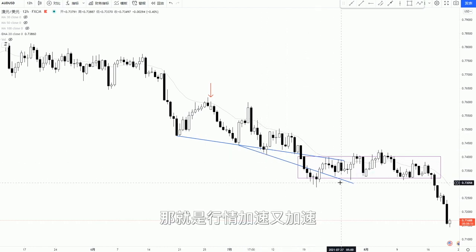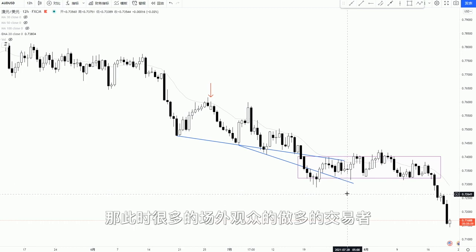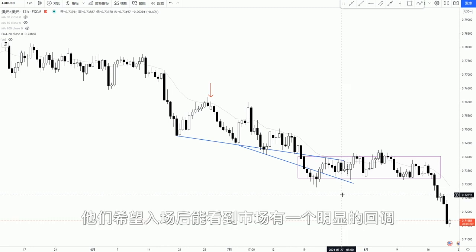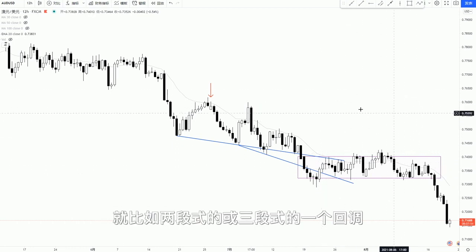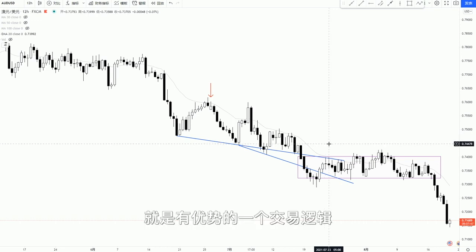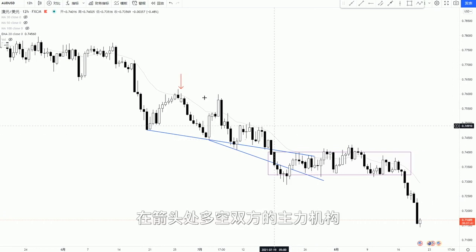And that's when a lot of people on the sidelines, long traders, actively participate in the market. They want to come in and see a significant pullback, like a two-step pullback or a three-step pullback to an upper target that makes a lot of sense to them, and that's the logic of a trade that has an advantage. So if we think back to the main players on both sides of the arrow, they all agree on the price, and they all agree that the price is going to go down.